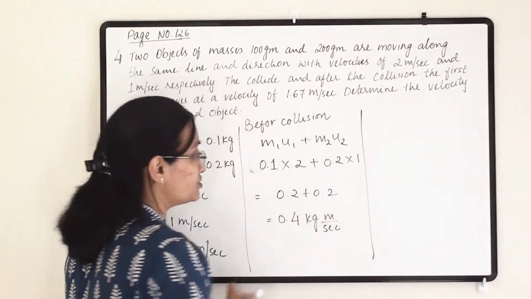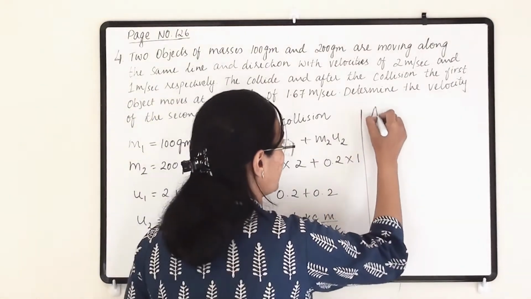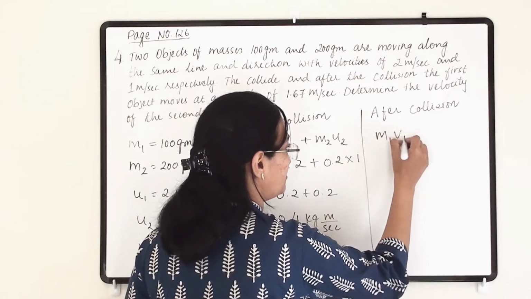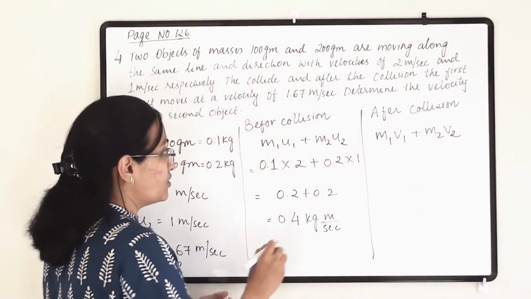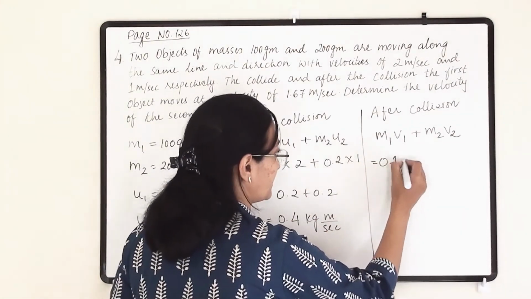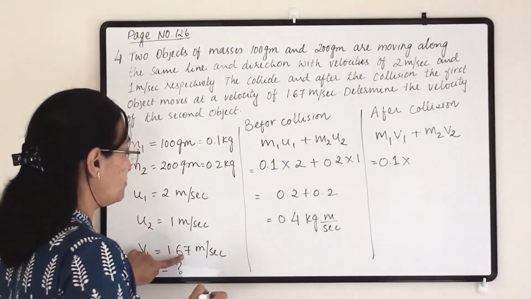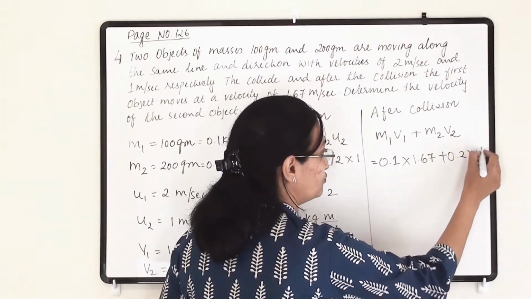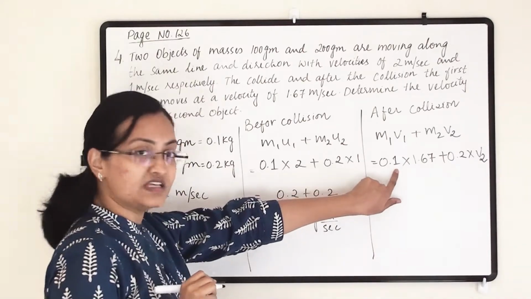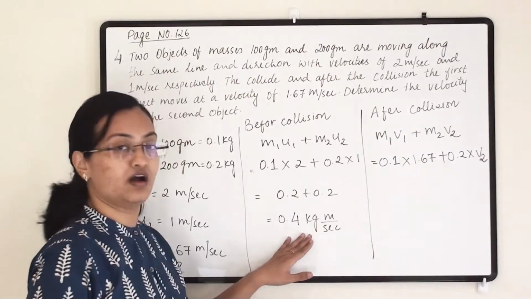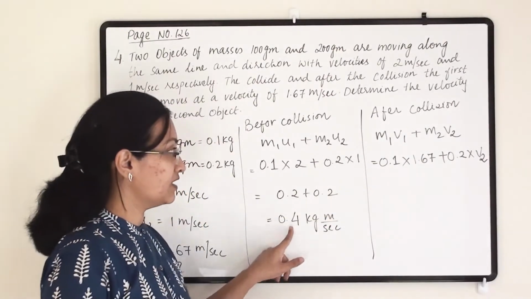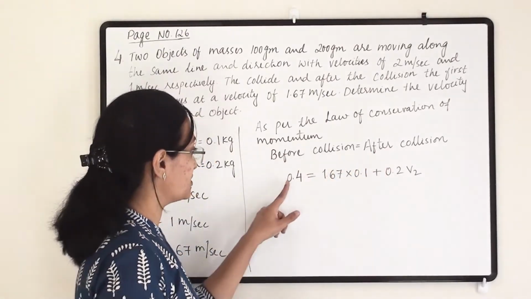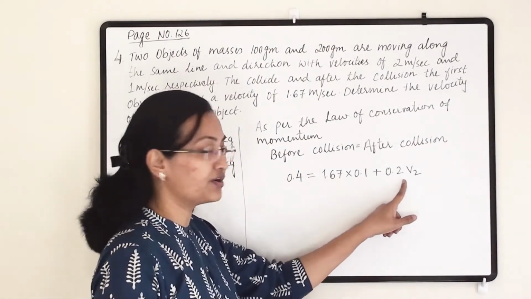Now let us consider the situation after collision. Our formula is m1v1 plus m2v2. m1 we write as 0.1 and its velocity, which they have already given, is 1.67, plus m2, which we know is 0.2, and v2, which we have to find out. Now this is our second term. As per the law of conservation of momentum, before collision equals after collision. So this term equals this term, and from that we are going to find out v2. Before collision the answer was 0.4, and this term we got from after collision.